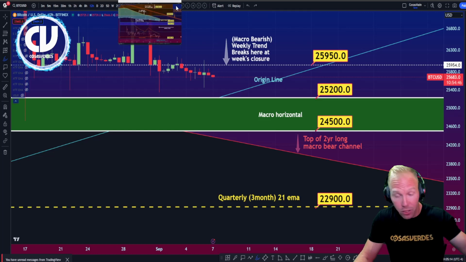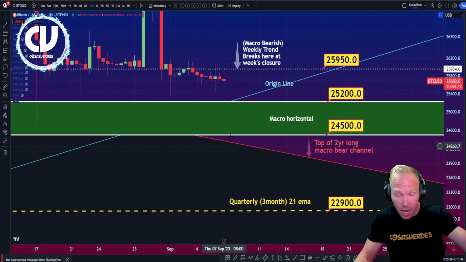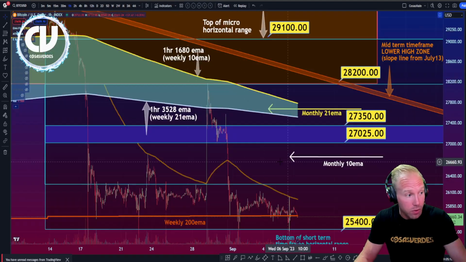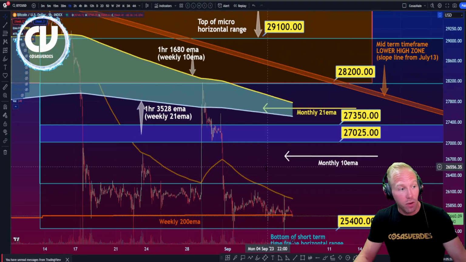So this is the midterm time frame stuff. If Bitcoin goes down, it's going to these levels and it will interact with those. What's at stake right now?